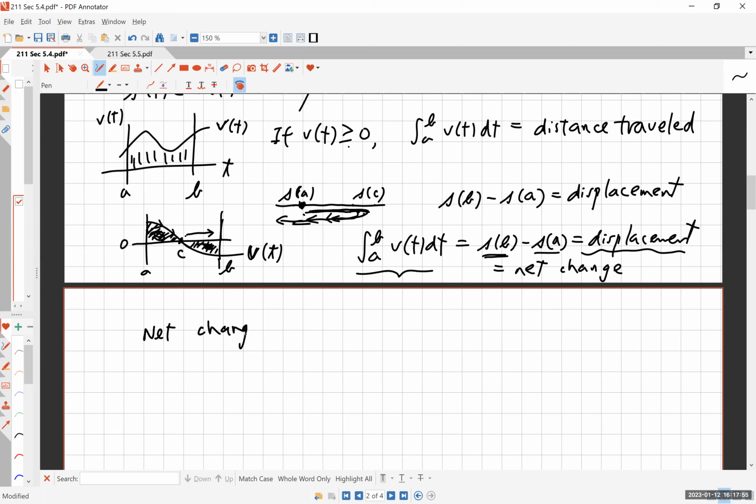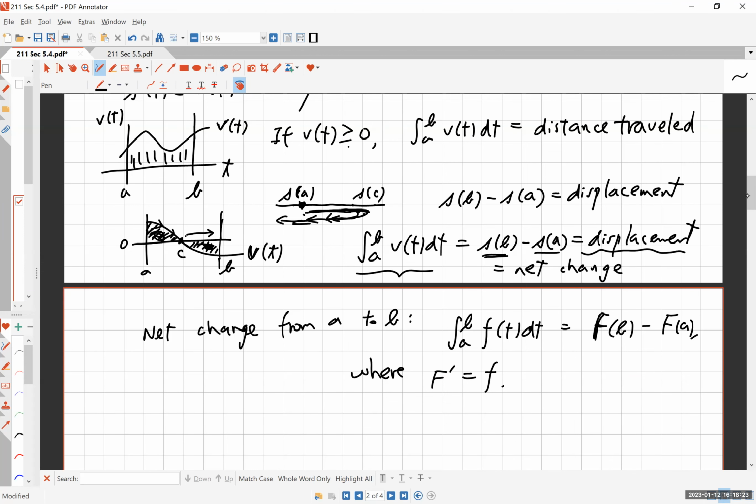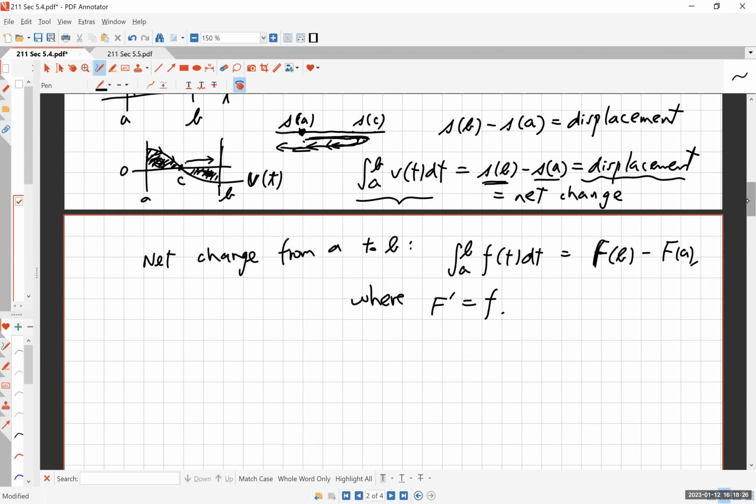this integral. All right, so net change from A to B is this, where you have A to B, right? And the integral of f of t dt is F of B minus F of A, where F prime is lowercase f. In other words, capital F is, as before, an antiderivative, any antiderivative of the lowercase f. Okay, and that was the case, right? This was the antiderivative of this because V was the derivative of S.